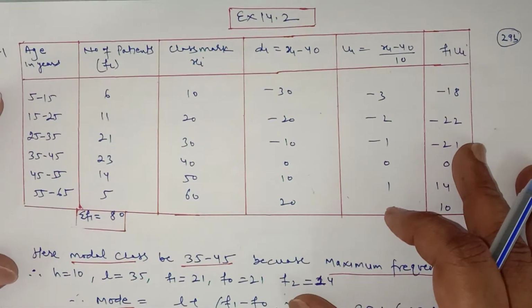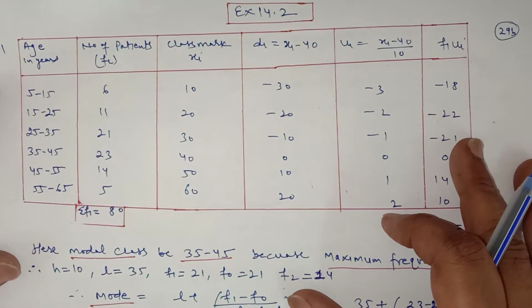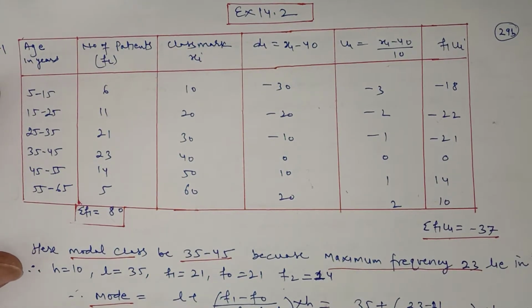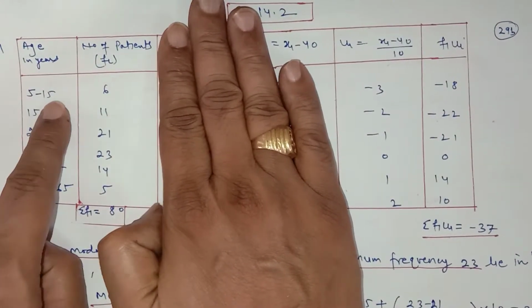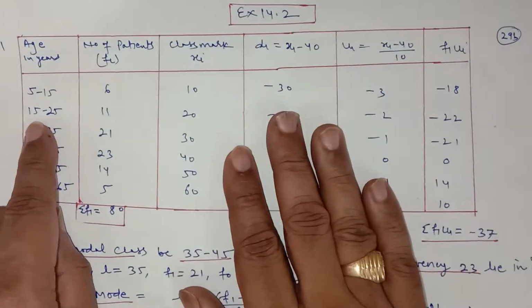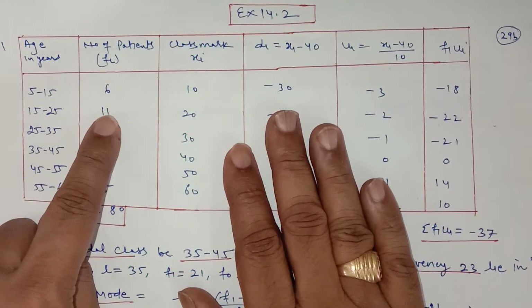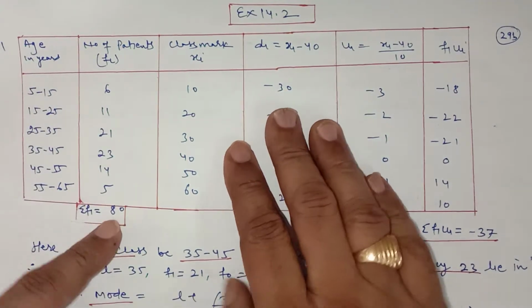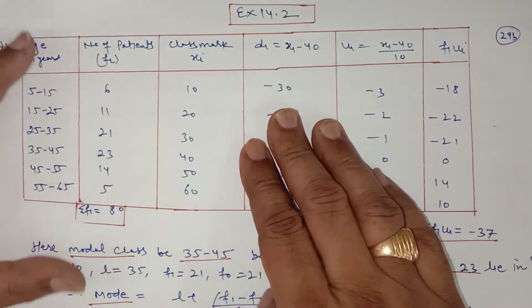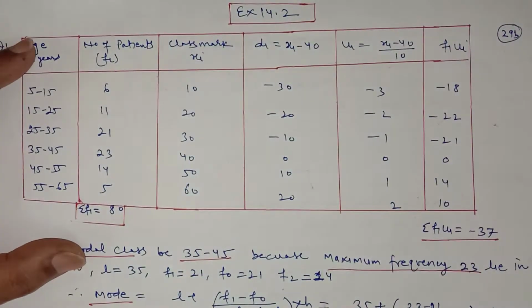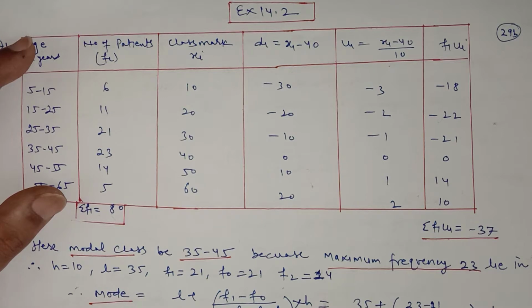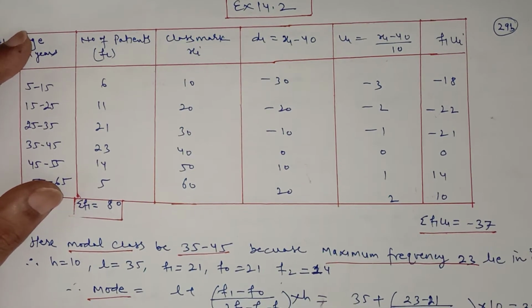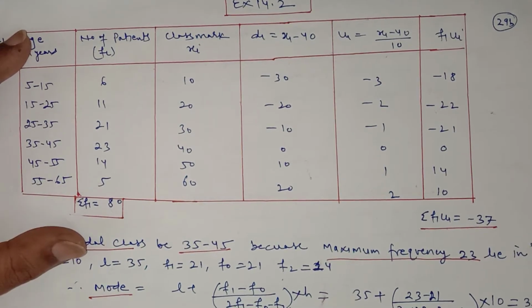Now in question number 1 of exercise 14.2, the age in years is given and the number of patients is given. So this table is given in your book. Age in years is given 5 to 15, the number of patients is 6, and 15 to 25, the number of patients is 11, and so on. The total patients are 80. And you have to find here the mode as well as the mean of the given data.